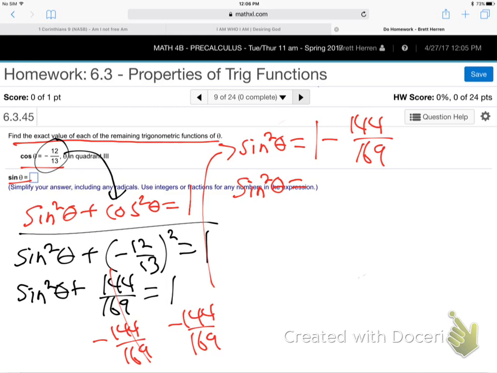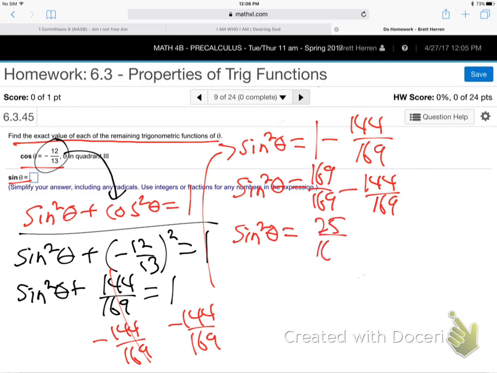What do we do with that 1? Yeah, make it 169 over 169. It's a big fancy 1, huh? Then we can subtract. We get some number, was it 25 over 169? We're almost there. Last step, right, root it.